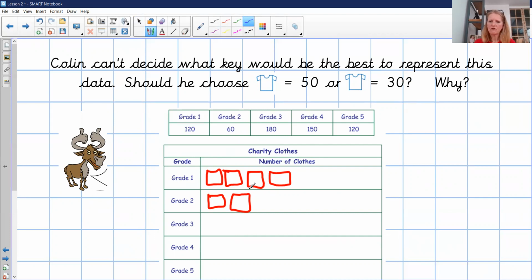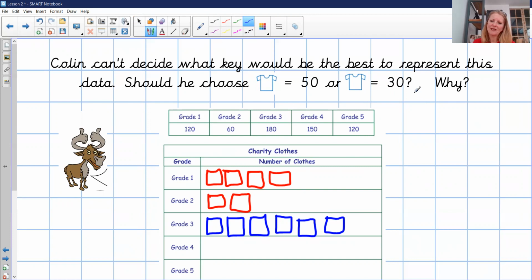Okay, have you had a go? So grade 3, 180 t-shirts. Okay, how am I going to represent that? So 180, well, that would be 30, 60, 90, 120, 150, another 30 would give me 180. 1, 2, 3, 4, 5, 6. 6 t-shirts. And I can use my 3 times table here, can't I?